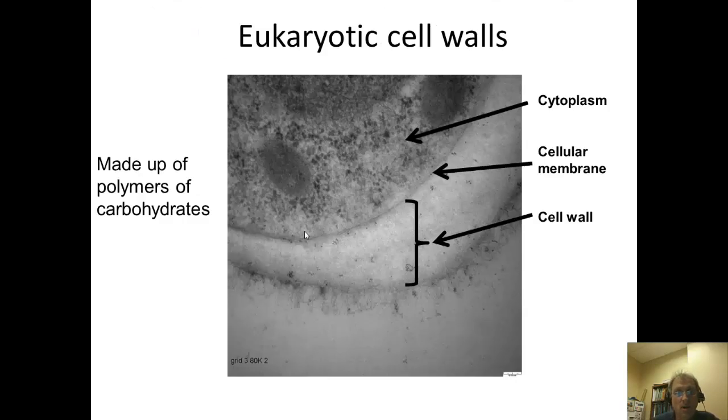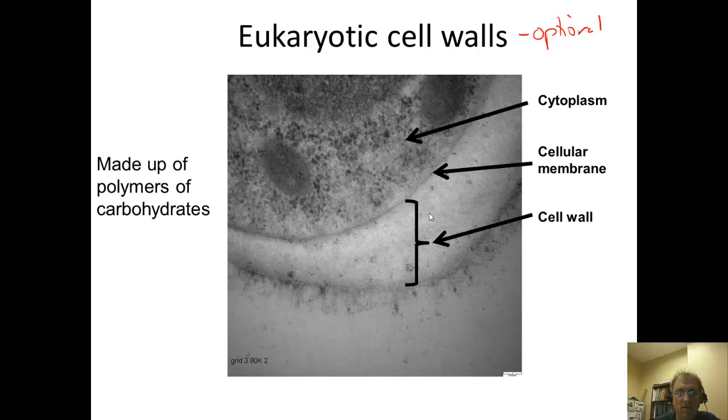Some eukaryotic cells have cell walls, but this is again another optional structure found in some, but not all. We recall that the prokaryotic cell wall was made of a compound called peptidoglycan. We spent a lot of time speaking about the chemical nature of peptidoglycan. Eukaryotic cell walls are not made out of peptidoglycan at all. They're made out of carbohydrates.